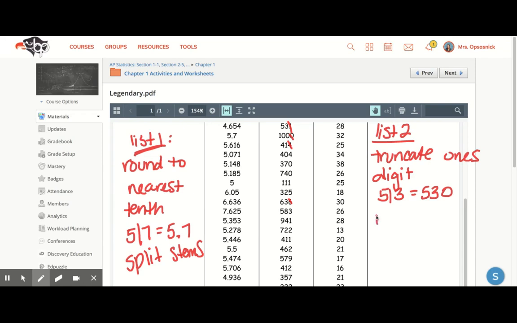List 3 on the far right looks more like some of the examples we had in the notes. So our data here is really going from the teens into the 30s. So here we don't really need to round or truncate or anything. We can just say that 2 line 8 is actually equal to 28 for our key. But in this case, that data is kind of bunched up. So it might make sense to split stems here, because without splitting stems, it looks like our data would just be in the 10s, 20s, and 30s.